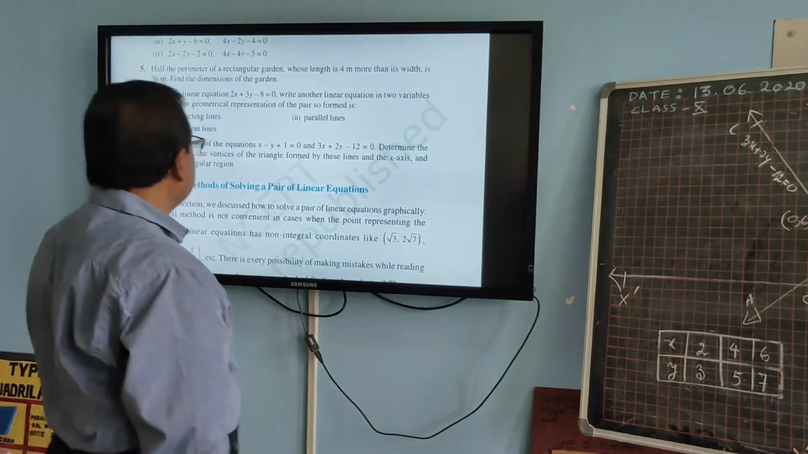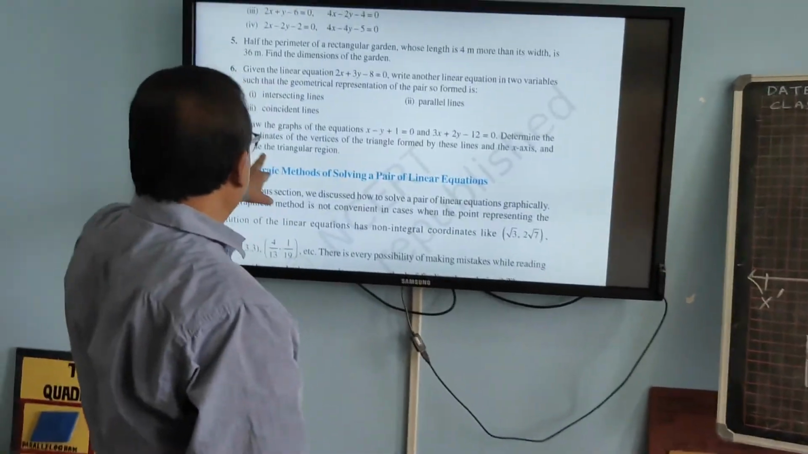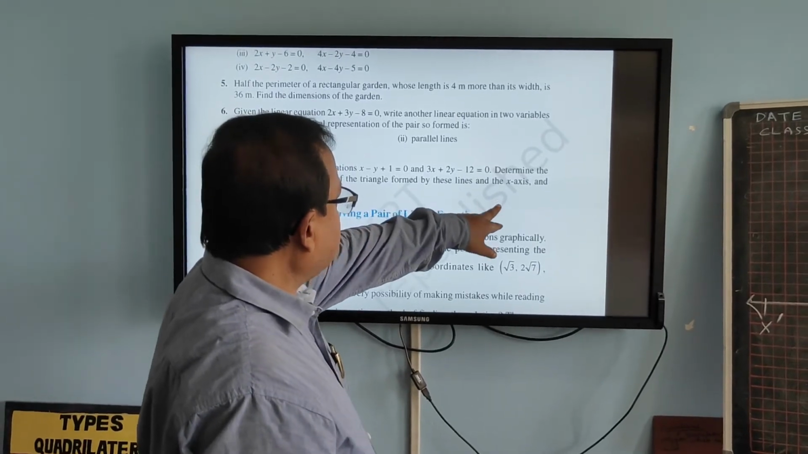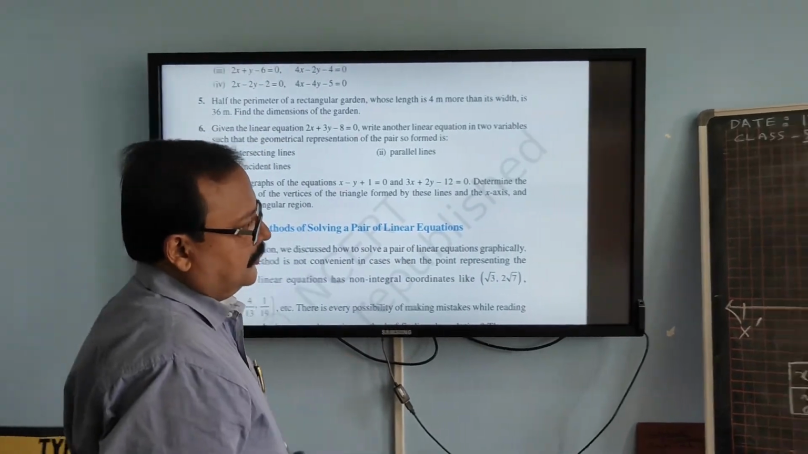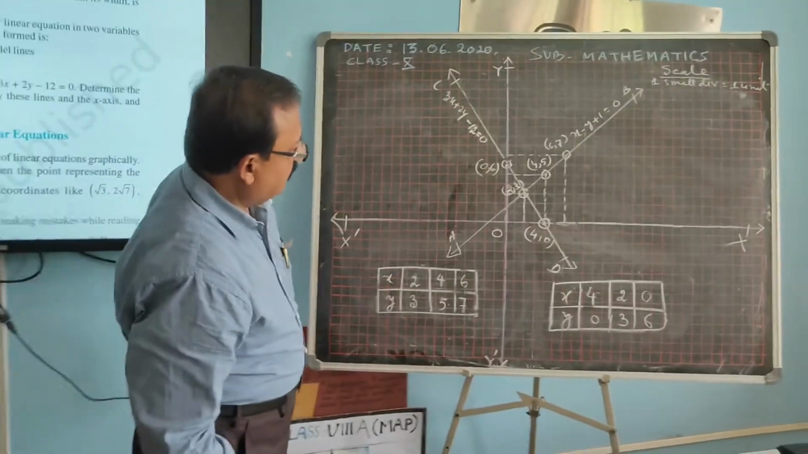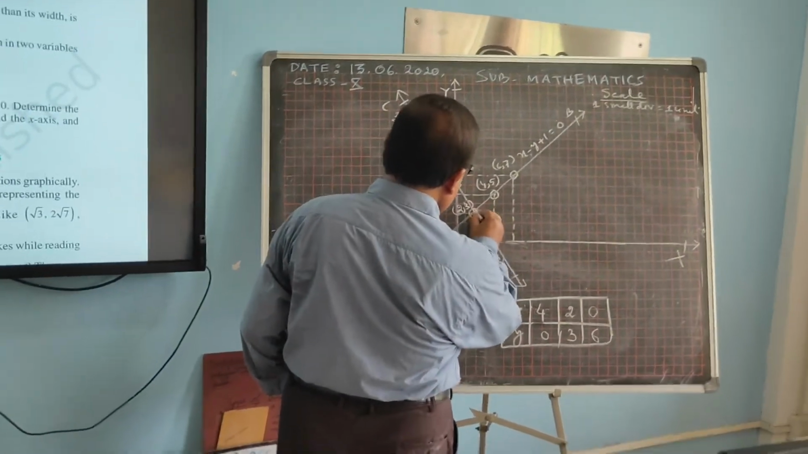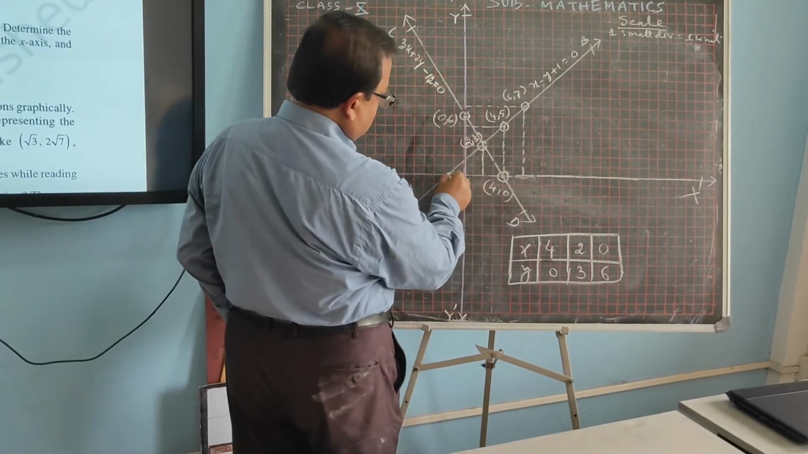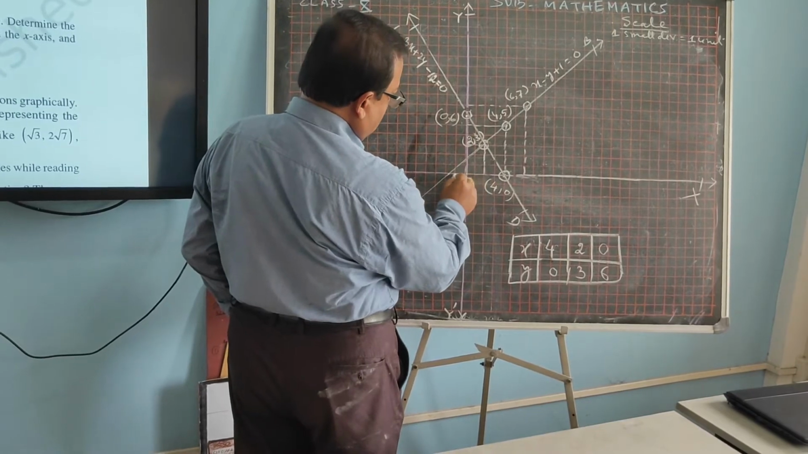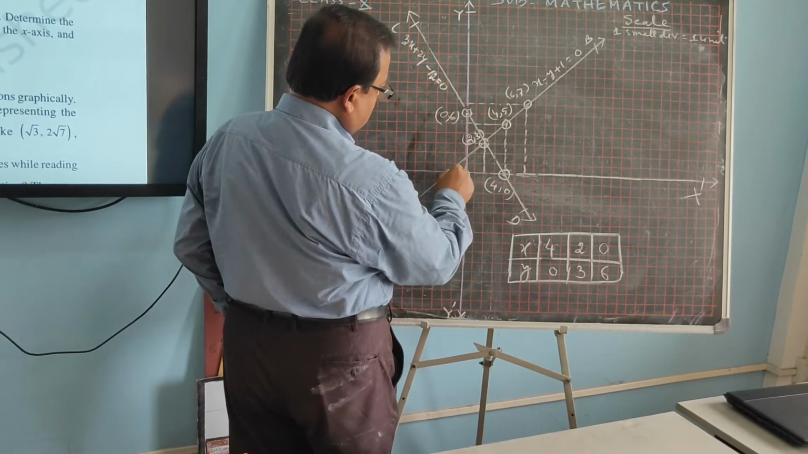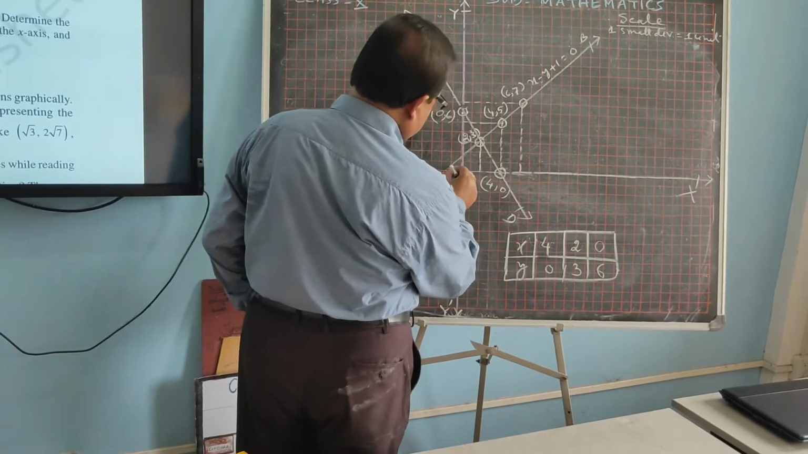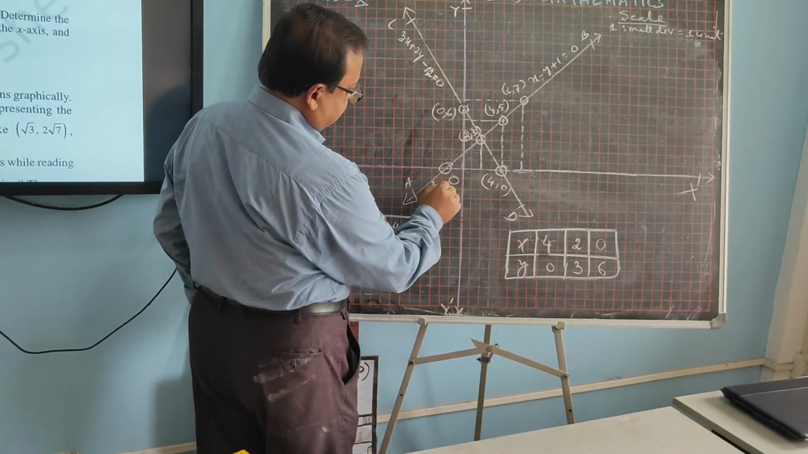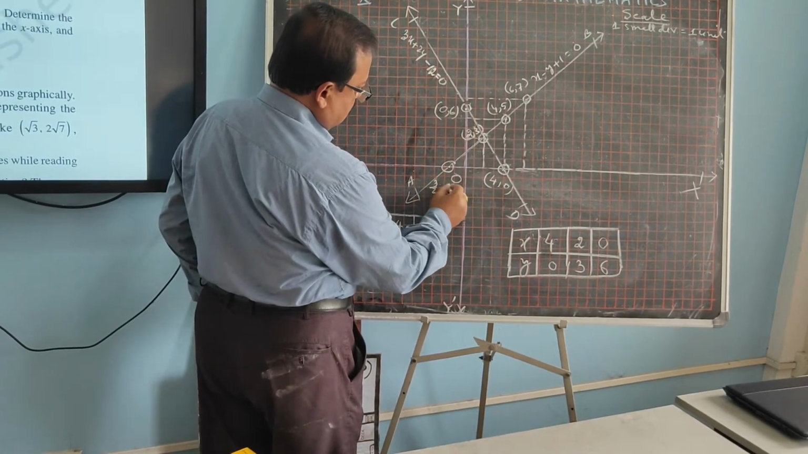Then the question says, determine the coordinates of the vertices of the triangle formed by these lines and the x-axis and shade the triangular region. Then the vertices: 1 vertex is 2, 3, here 1, 2, 3, 4, 4, 0, and the other vertex will be 1.5, 0. These are the 3 vertices. 1.5 means 3 by 2, 3 by 2, 0.